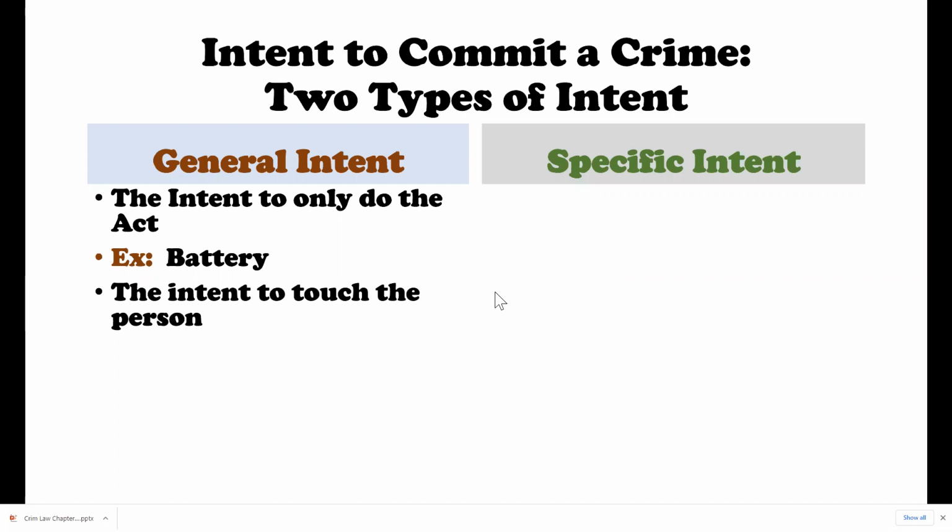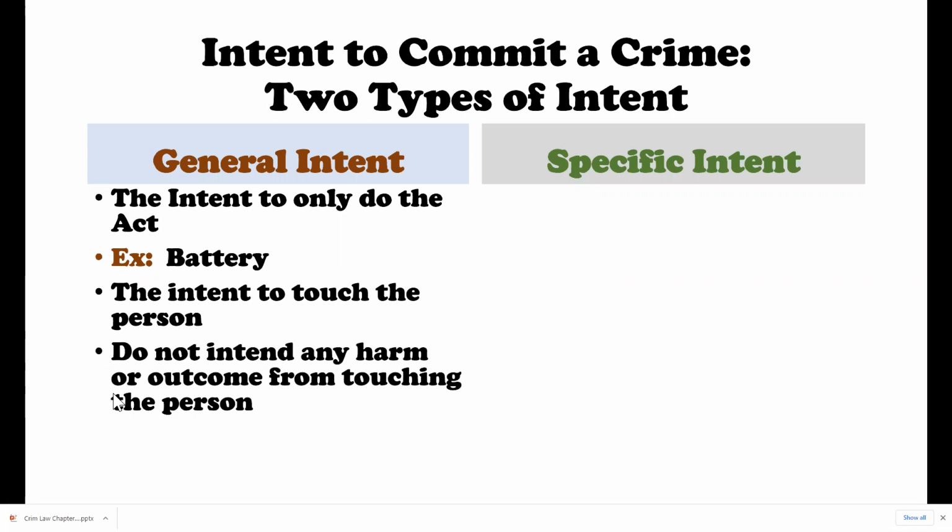And we're going to go over battery later on as well. This is just to show you the difference between general intent and specific intent. For battery, it doesn't have to be the intent to harm the person or any other outcome from touching the person. The only intent required is the intent to touch that person, the general intent to touch that person.